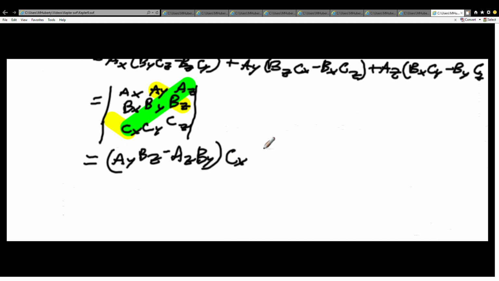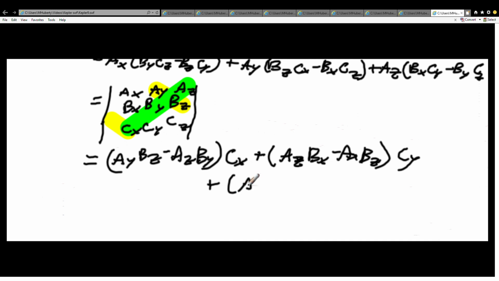And likewise, we can do it for the other terms: factor out a CY for its terms, and we get AZ BX minus AX BZ times CY, and likewise the last set, AX BY minus AY BX times CZ.